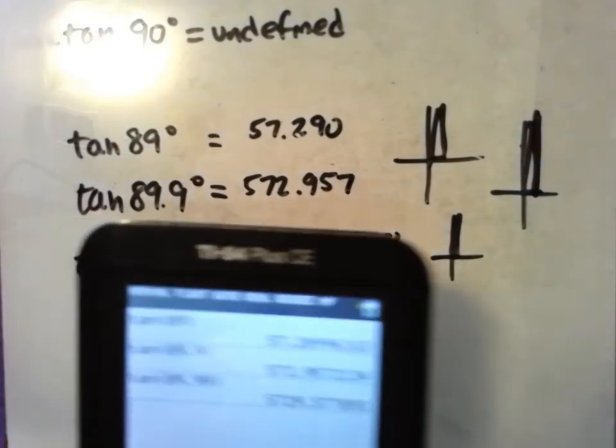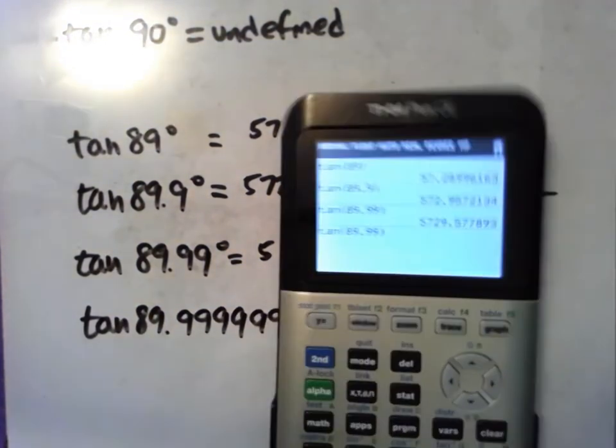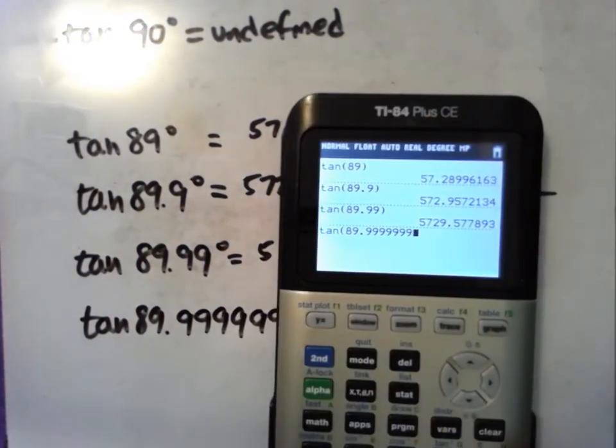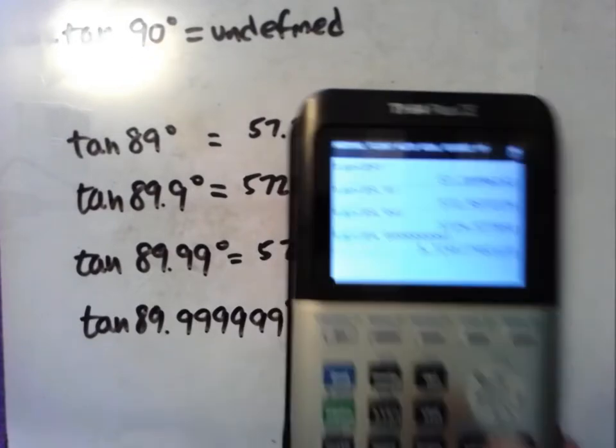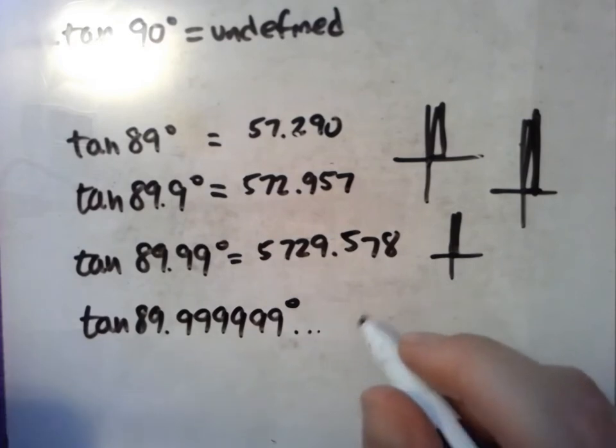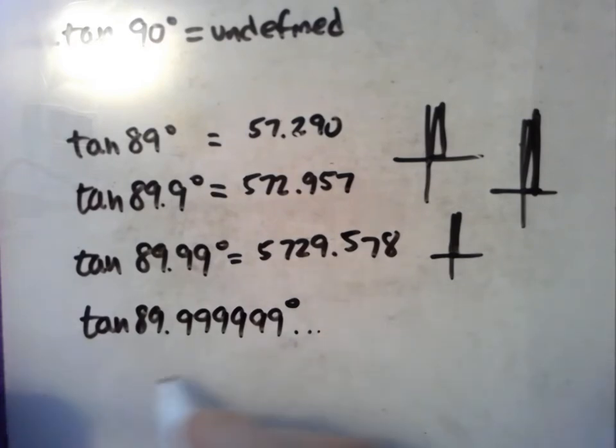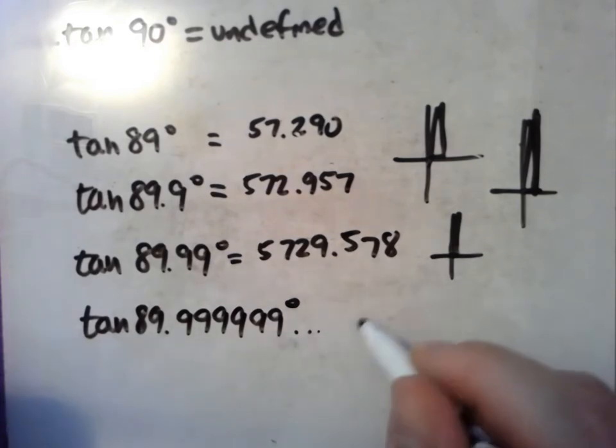Now I'm just going to do a button smash. Let's just do a bunch of 9s, and let's see what happens. This is scientific notation. This is like thousands, millions, billions. This is billions of times larger on the y-coordinate than the x-coordinate. The closer you get to 90, the closer this becomes to an infinite ratio.